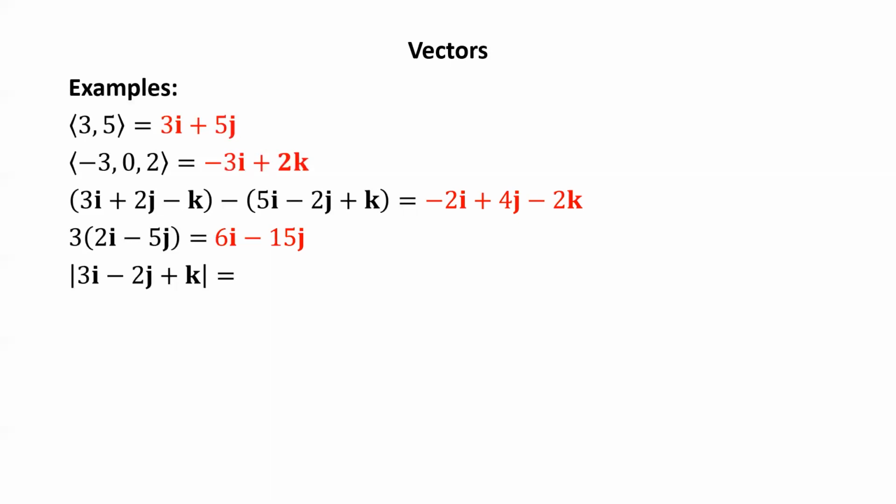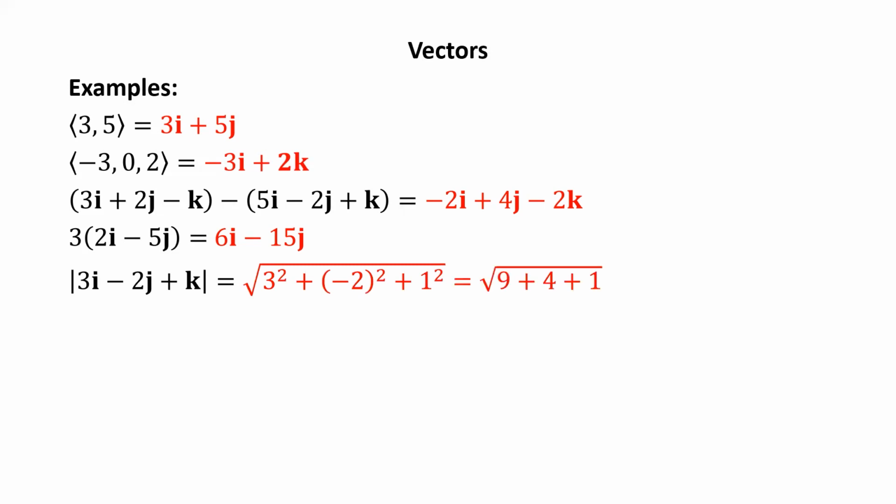Now for the last one, we have a length, or a norm. So we have the square root of 3 squared plus the square of -2 plus 1, which is the square root of 9 plus 4 plus 1, or root 14.